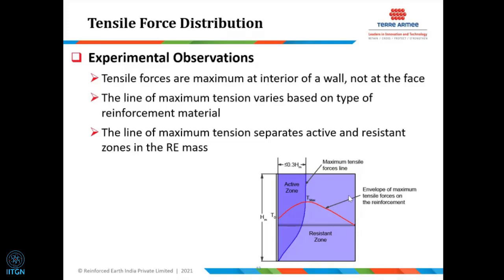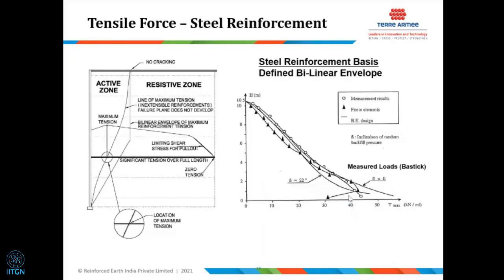This comes from actual experimentation, and it has also been observed that the top 6 meters of the wall behaves quite rigidly, and that's the reason this behavior comes up. The line of maximum tension separates the active zone from the resistant zone in the RE mass, and I'll go into detail when I discuss internal stability. And this is actual instrumentation, one of the typical tensile stress distributions along the reinforcement, which shows the clear bilinear behavior of the structure using steel reinforcement.